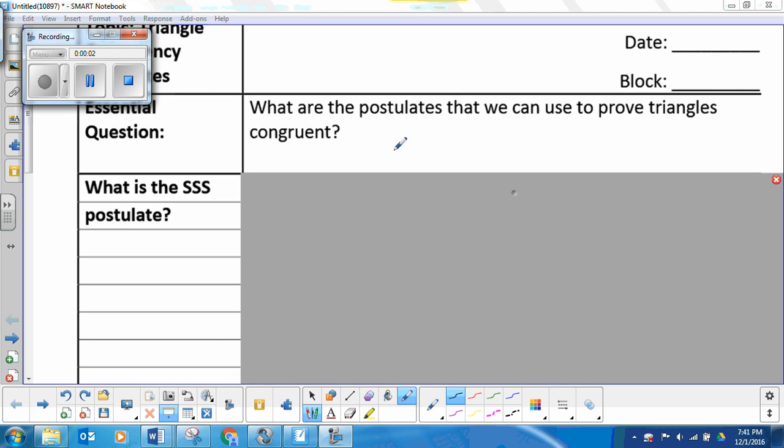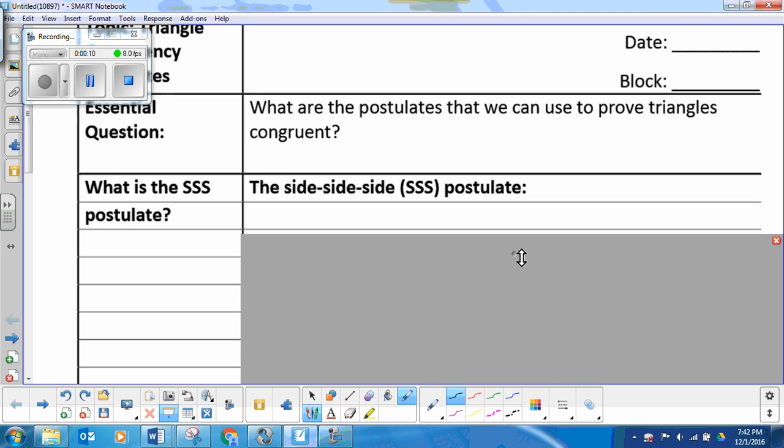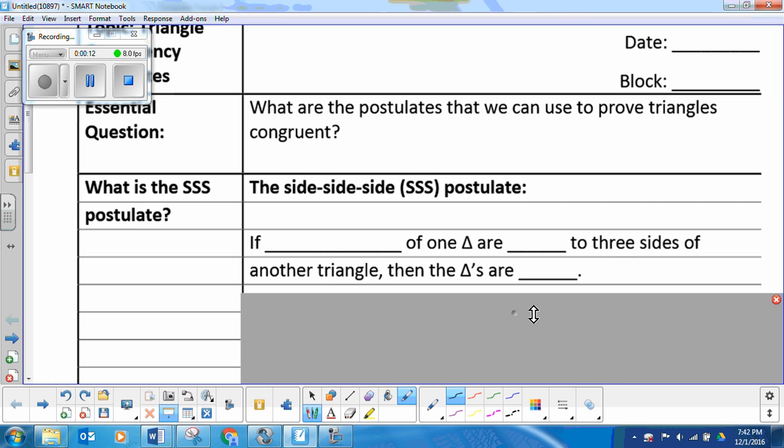Right, so now that we've written the essential question, let's talk about what are the postulates we use to prove triangles congruent. First question is, what is the SSS postulate? And that would be the side, side, side postulate. Go ahead and write that down. And then let's fill in some more of this definition.